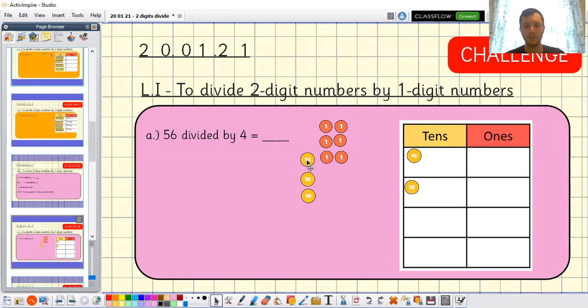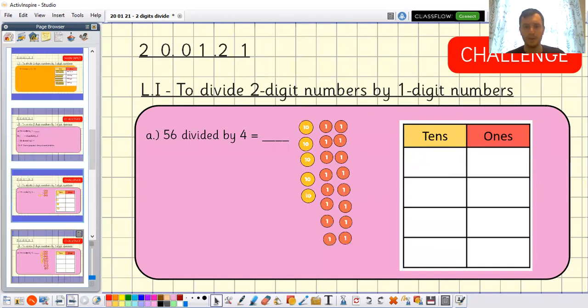I'm going to try and share them between 4 groups, and I've already spotted where the problem is going to be. There's 1 in each group, but I've got 1 spare. Now I can't put this in any of those groups and it still be fair. So what do I need to do? I need to regroup that 10 into 10 extra ones. So let me do that.